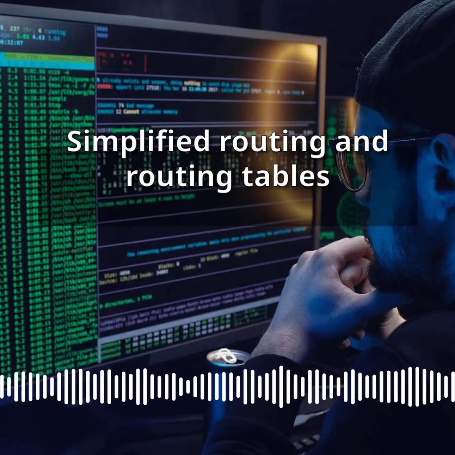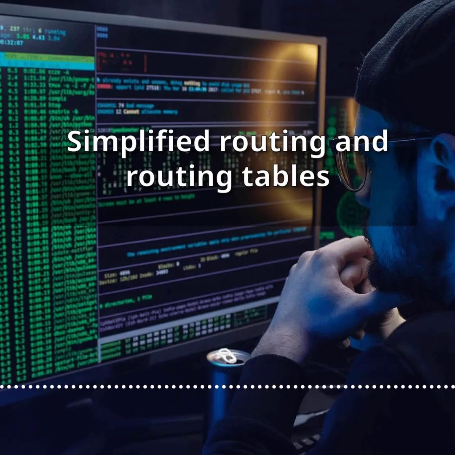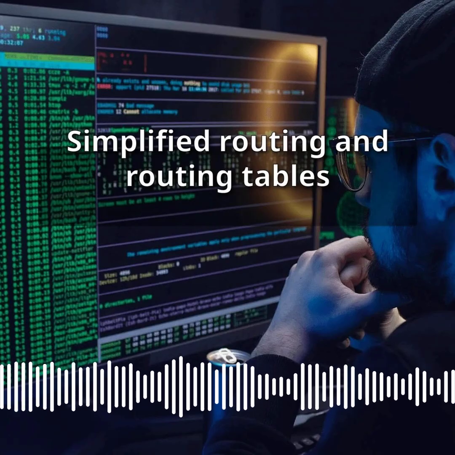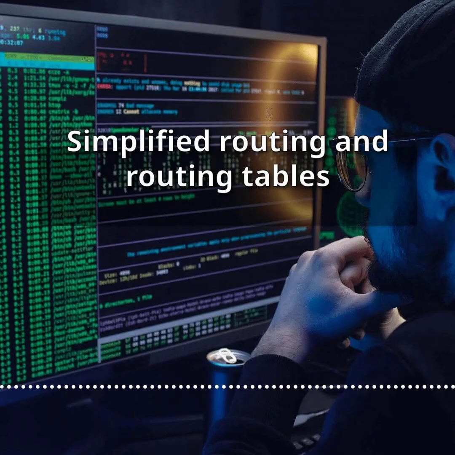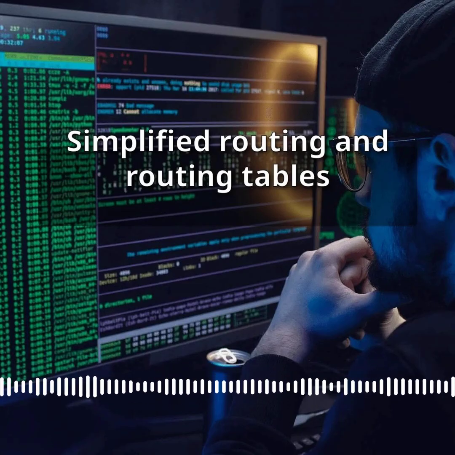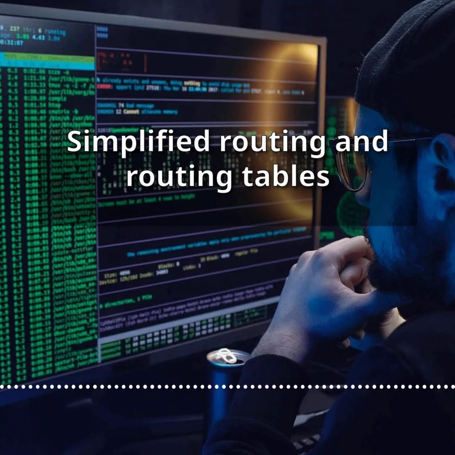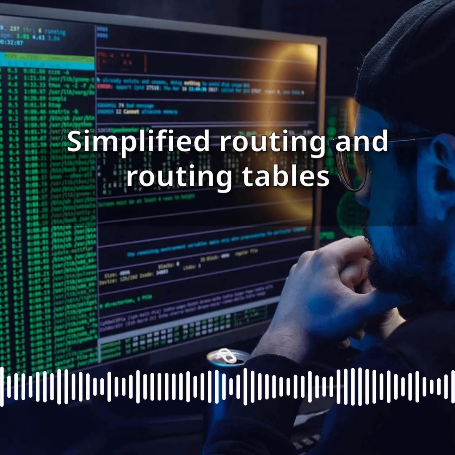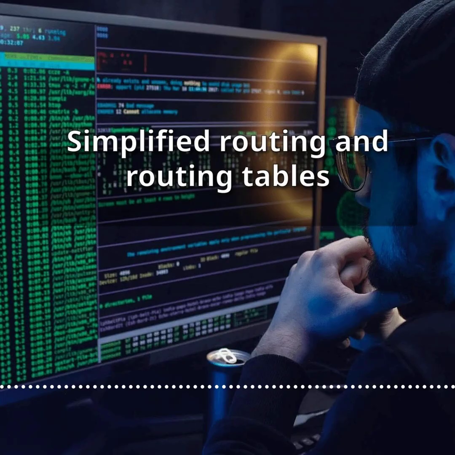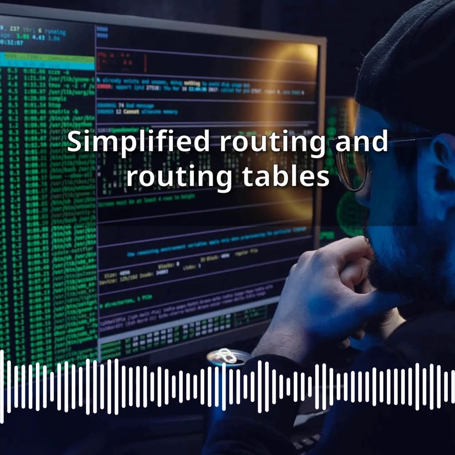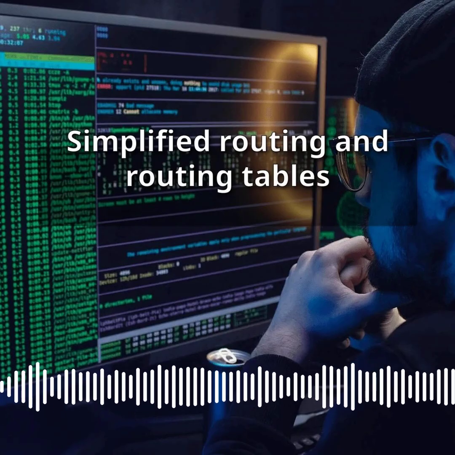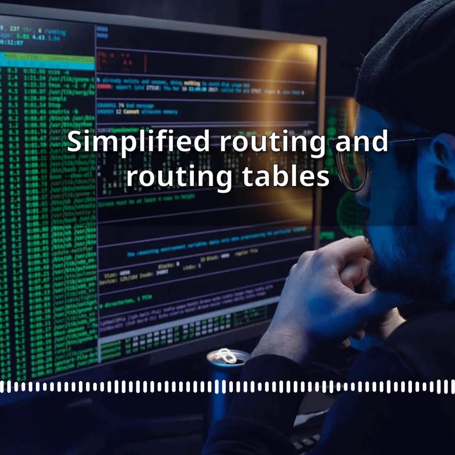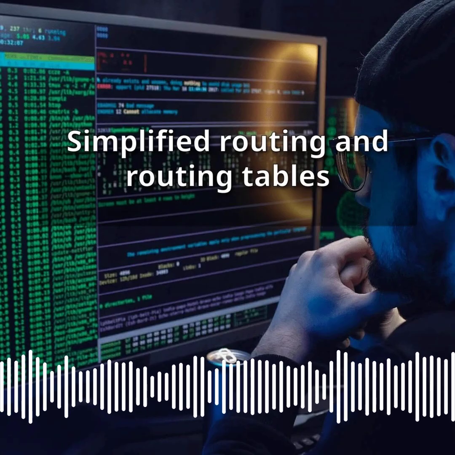Let us look at an example of what a simplified routing table might look like on router A. Destination: 192.168.1.0/24. Next hop: directly connected, interface eth0. Destination: 10.0.0.0/30. Next hop: directly connected, interface eth1. Destination: 172.16.0.0/24. Next hop: 10.0.0.2, interface eth1. Destination: 0.0.0.0/0. Next hop: 10.0.0.2, interface eth1.